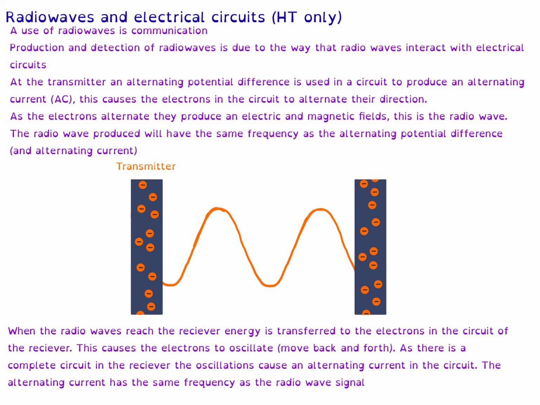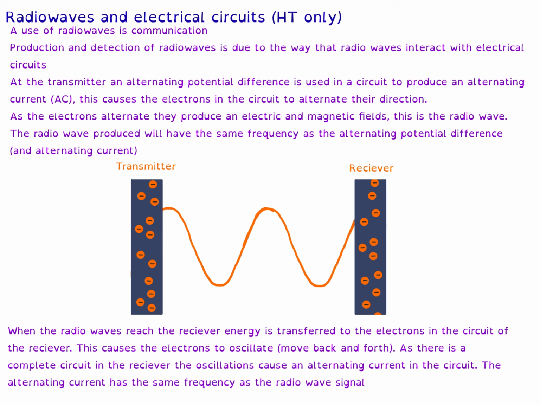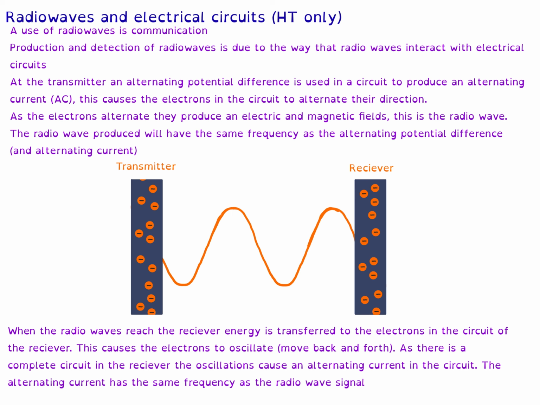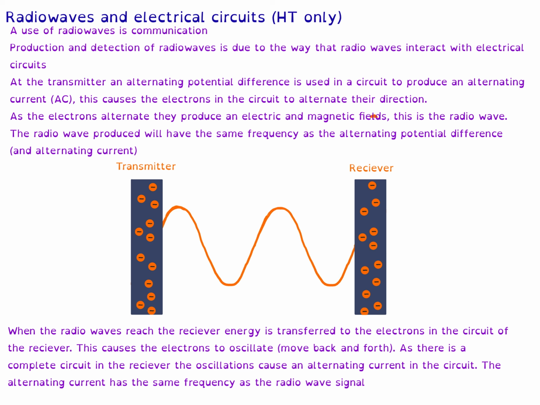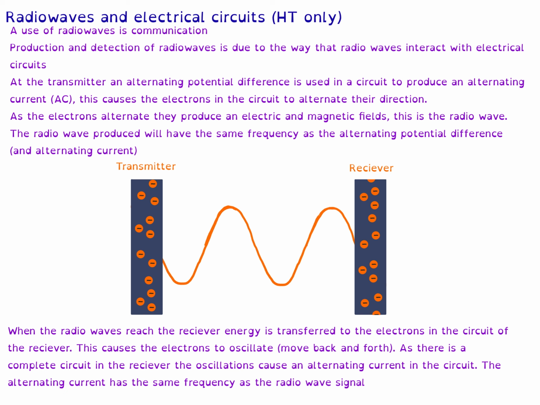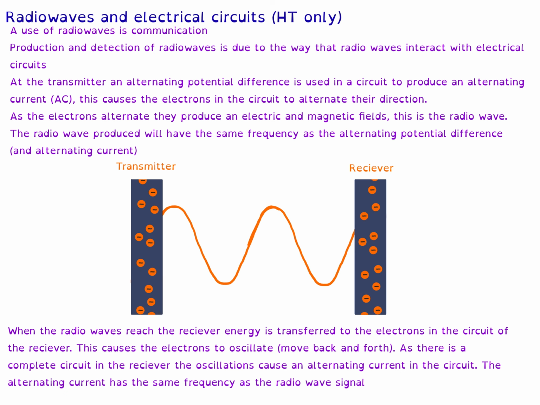When the radio waves reach the receiver, energy is transferred to the electrons in the circuit of the receiver. This causes the electrons to oscillate, move back and forth. As there is a complete circuit in the receiver, the oscillations cause an alternating current in the circuit. The alternating current has the same frequency as the radio wave signal.